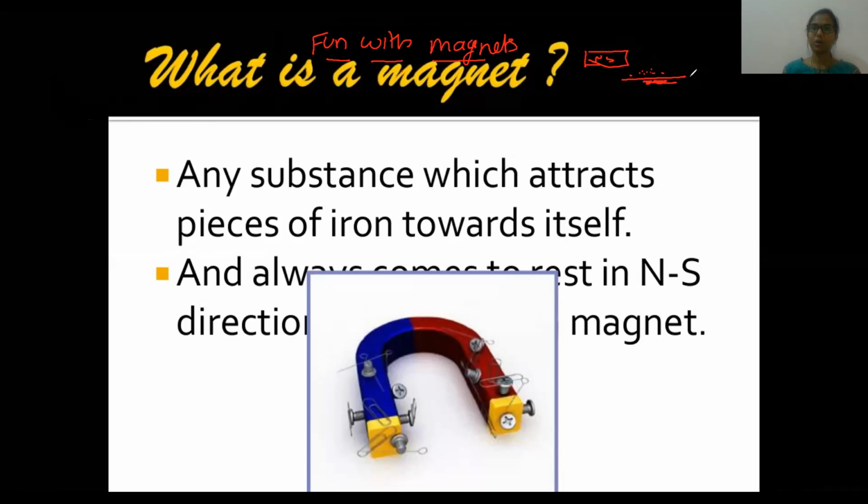So why does this attract only this magnet? Why does it attract other metals? Why does it not attract? So you are curious about all these questions. We're going to understand this chapter. What is a magnet? And then suppose you will take any magnet.